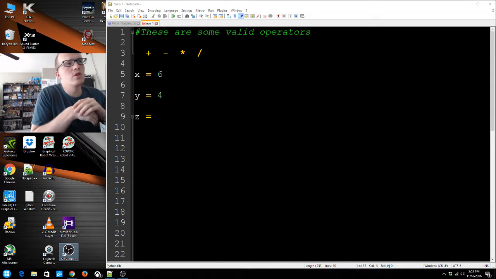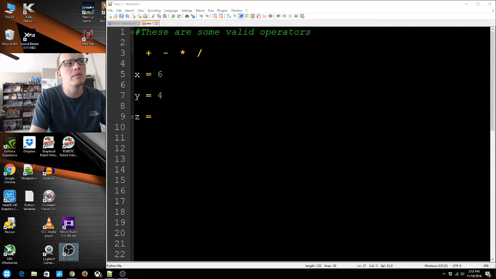Hey everyone, so you know how to create variables, but how do we get two variables to interact with each other? How do we get two values to interact with each other in Python? And that is where operators come into play. So there's four pretty basic operators right here: plus, minus, multiplication, and division. These are a little bit more obvious, all right?